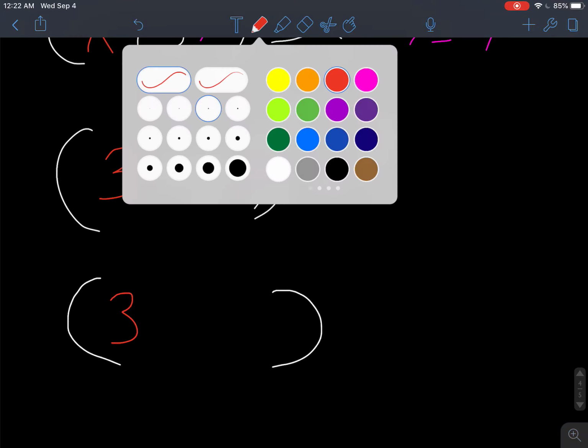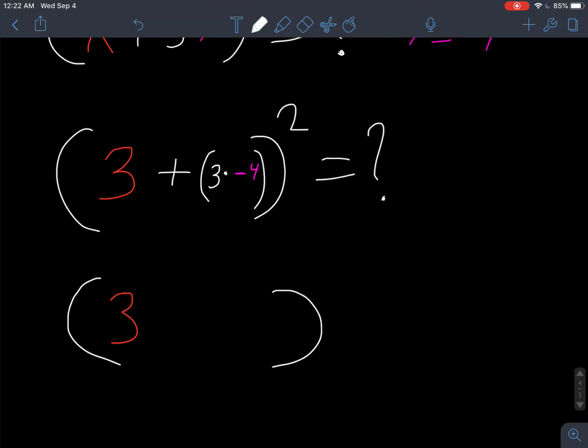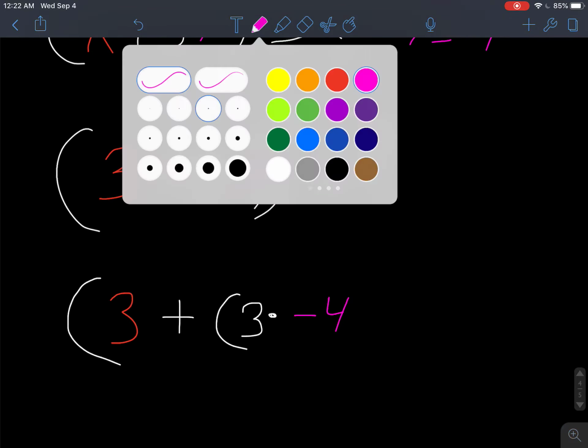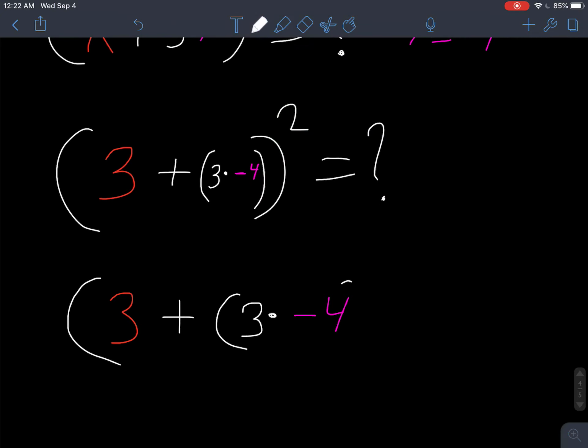3 plus, we can do our parentheses here, 3 times -4. All of this is in parentheses and is being squared.